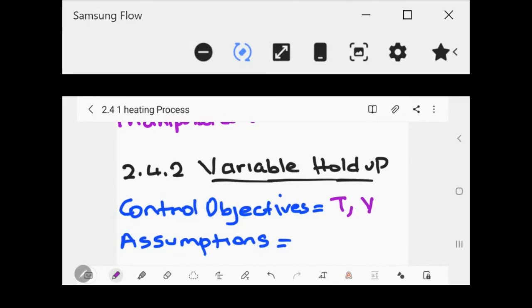How about the assumptions? What assumptions can we make? Perfect mixing, definitely. Density and heat capacity constant, very true. Constant area.